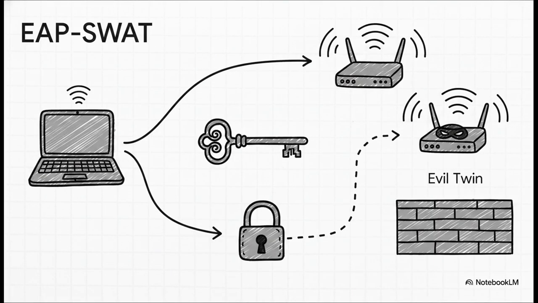But what if an incredibly sophisticated attacker perfectly replicates the exact physical context too? Like, they clone the whole shebang. Well, this brings us to the final lock, EAP-SWAT, which stands for the Simple Wireless Authentication Technique. It works a lot like a secure SSH connection. It relies on a trust-on-first-use principle to establish a highly secure one-way TLS session.